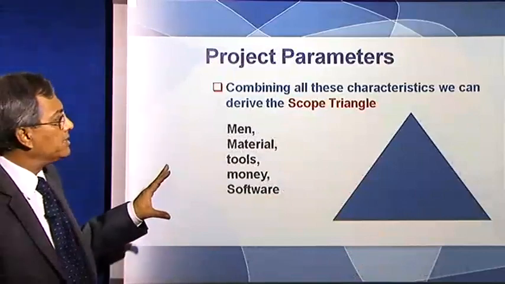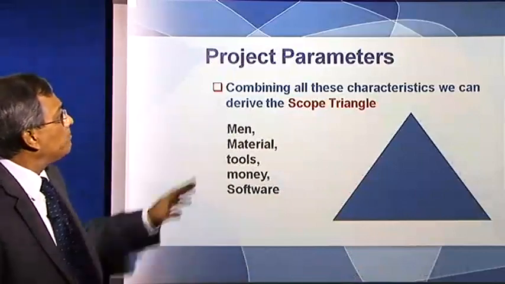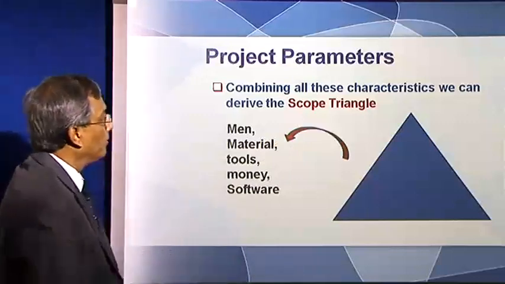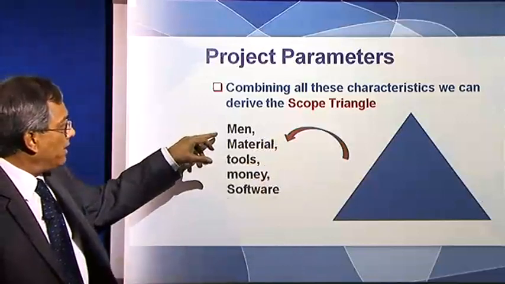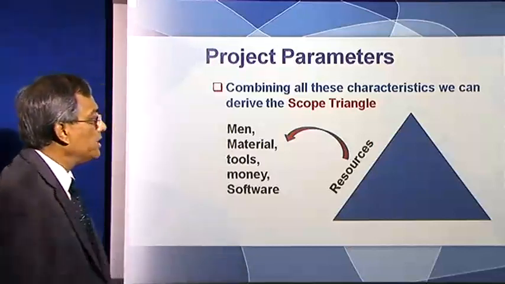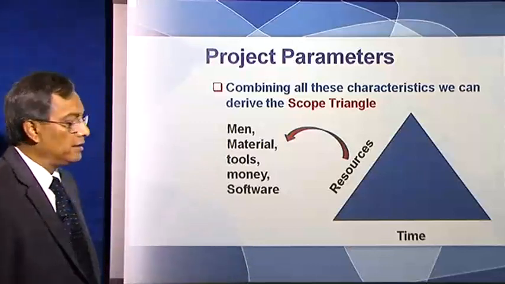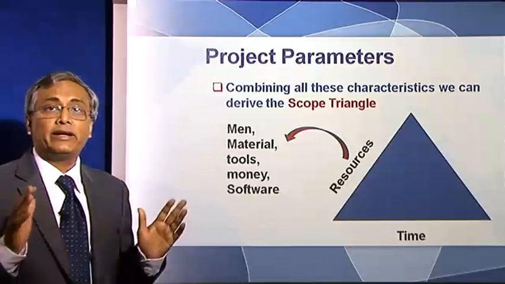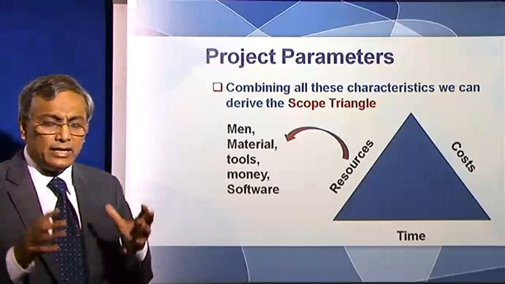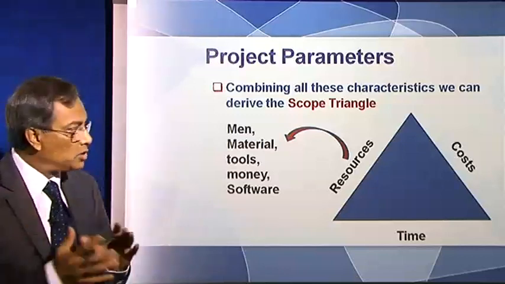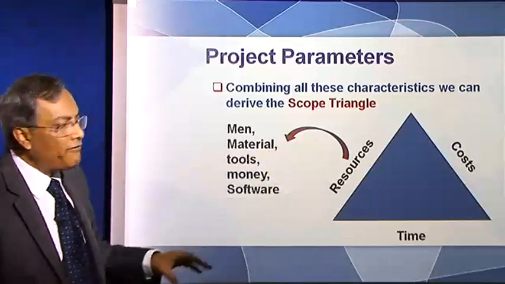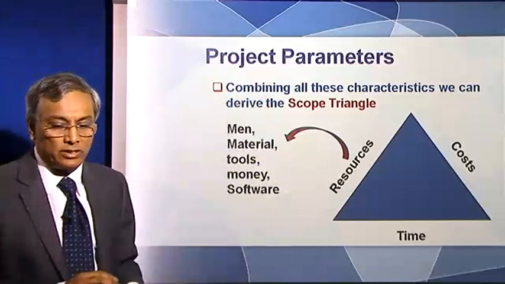Let's understand project parameters with this graphic. Combining all of these characteristics, we derive what is called the scope triangle. Every project needs men, material, tools, money, software, etc. These are known as resources. Every project has to be completed within a specified time. Every project has got some costs associated with it. That is, the project manager has a budget or a cost within which he has to do the project. So therefore, resources, time and costs are very important parameters of any project.